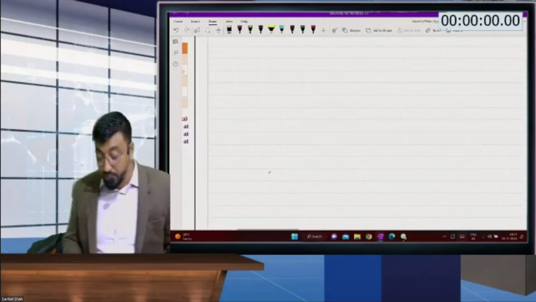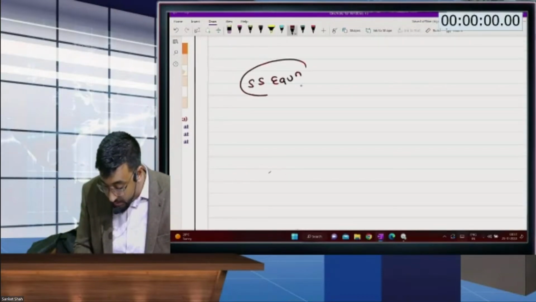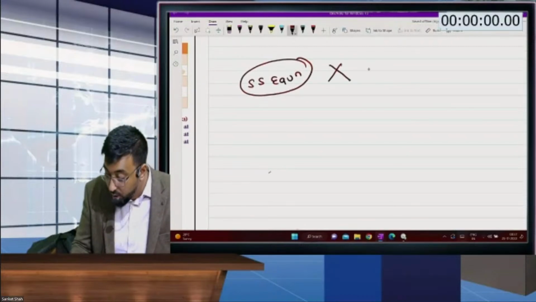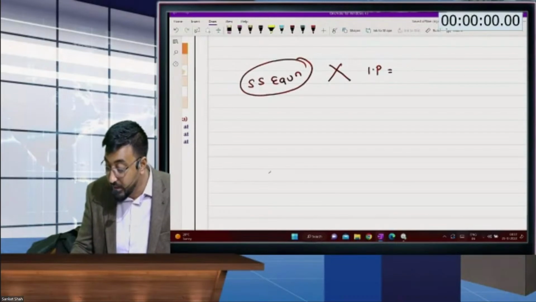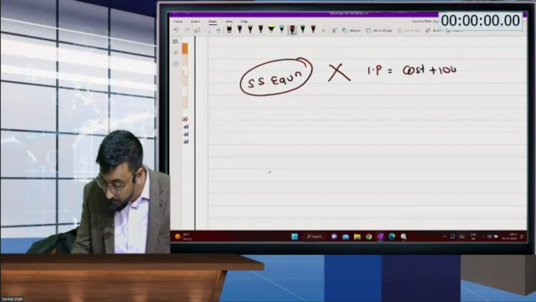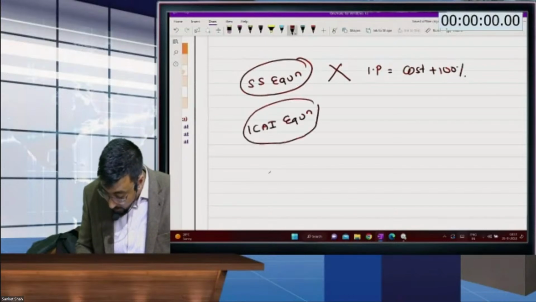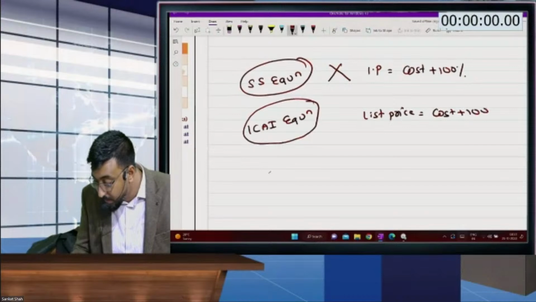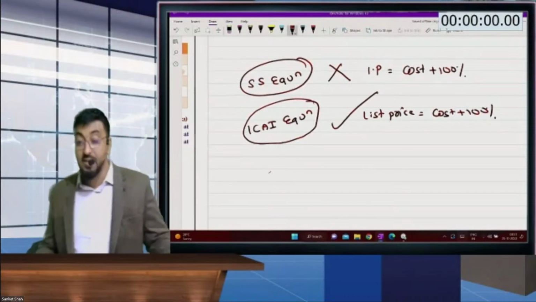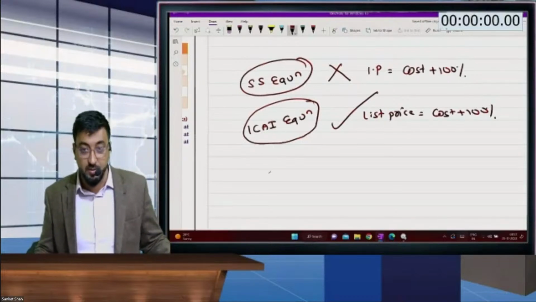The equation I had formed, you can write why that equation is wrong, because I thought invoice price is 100%, cost plus 100%, and ICI forming equation that list price is cost plus 100%. So this was ICI's assumption. What I thought was the invoice price. I have not seen that question.